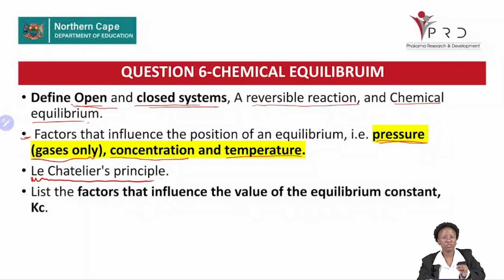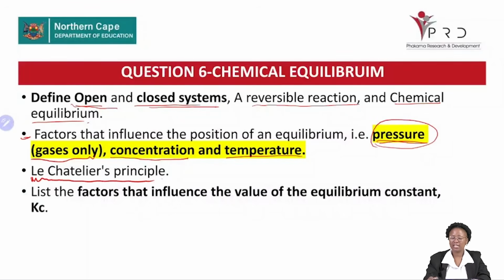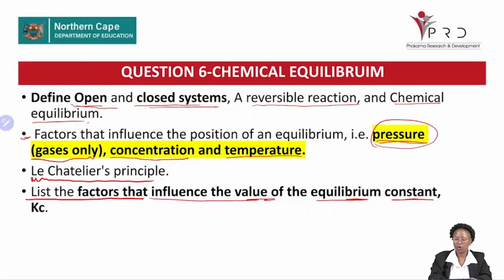So you need to be able to define it, and you also need to be able to apply the principle when you are given the statement. You need to explain how. Use Le Chatelier's principle to explain how pressure is going to affect chemical equilibrium. So we are going to look at that in more detail to help you remember what you need to look at when you are applying Le Chatelier's principle. Another thing that I want us to look at is to list the factors that influence the value of the equilibrium constant.